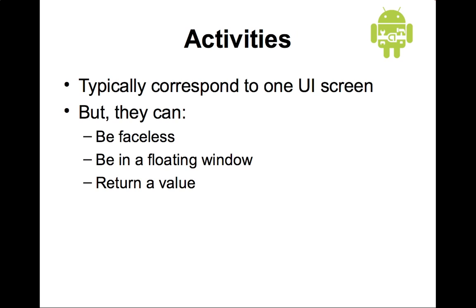So activities, which is kind of the easiest one of all of them, and this is the hello world that we're going to create today, typically corresponds to one UI screen. We have a screen that comes out that says hello world. It's an activity by default, but they can be faceless. You don't actually have to have a screen for your activity. It could be a background process. It can be a floating window. It doesn't have to be a fixed window. And it can return a value. What is it going to return it to? Something else that's going to be used in another piece of your program, another activity.